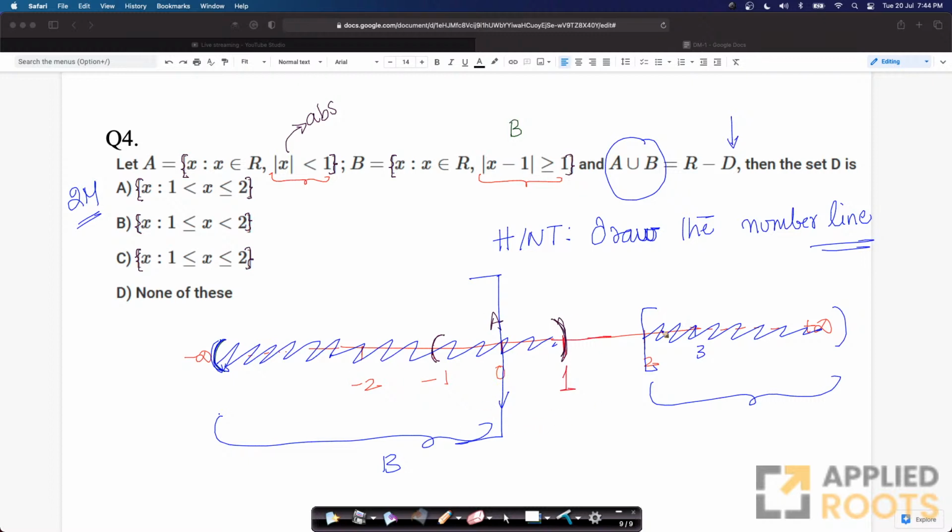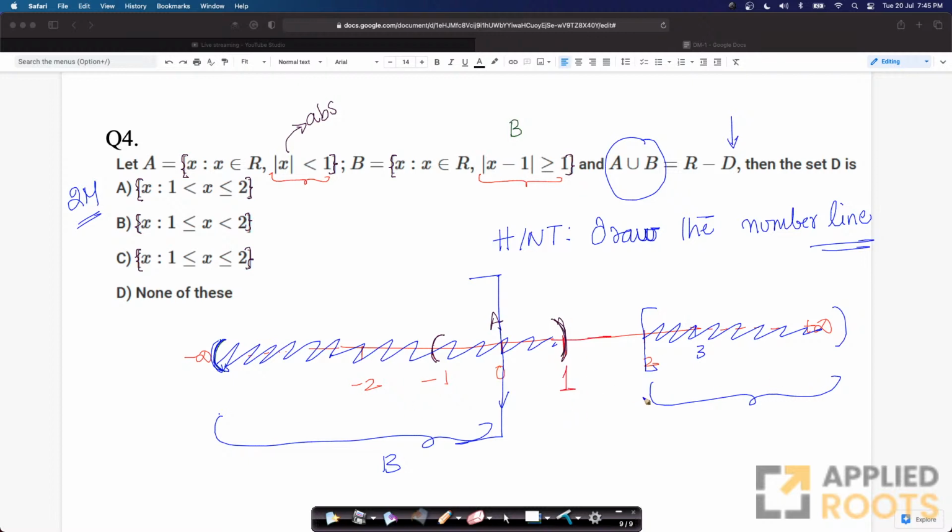Can you just confirm if this is correct, if I got it correctly also? Is this okay? Is everybody convinced with this? So 0 will be in B, right? But 1 will not be.